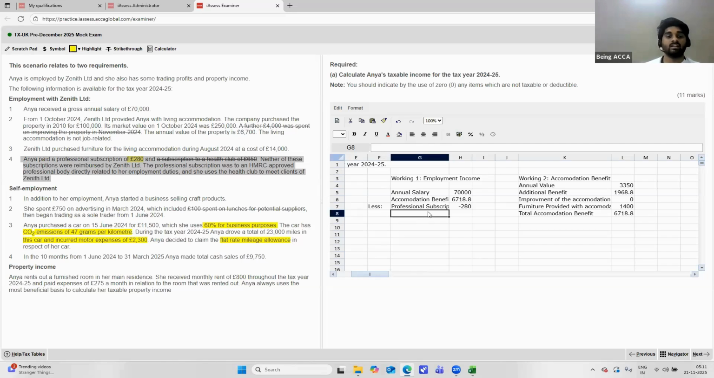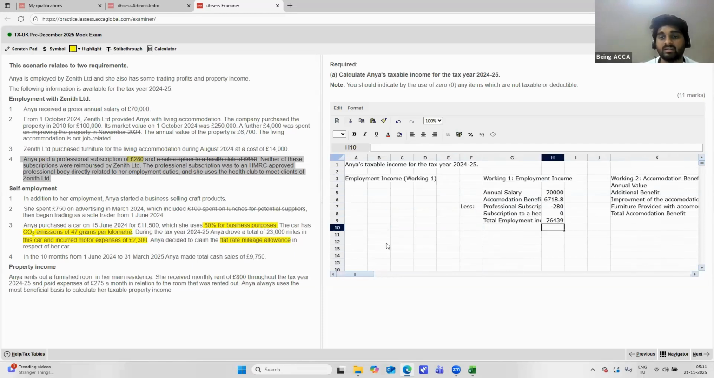Next is subscription to a health club. As I've already told you earlier, it is not a deductible benefit because it is not directly relating to the work that she does. Subscription to health club, so this will be at zero, making her total employment income equal to the sum total of all of these.